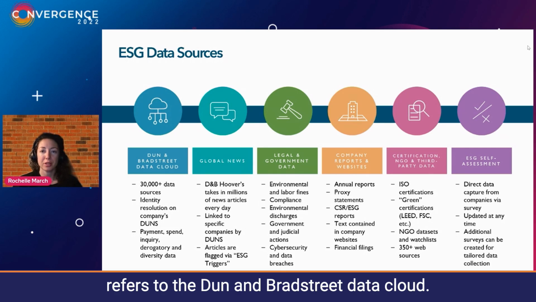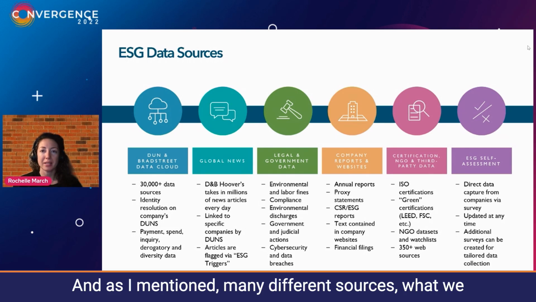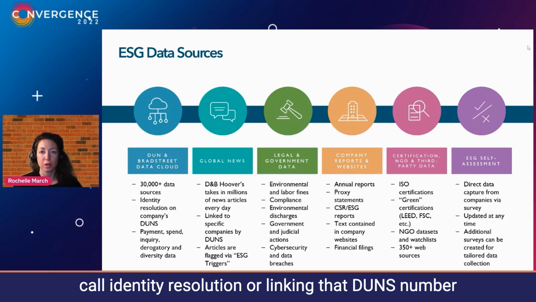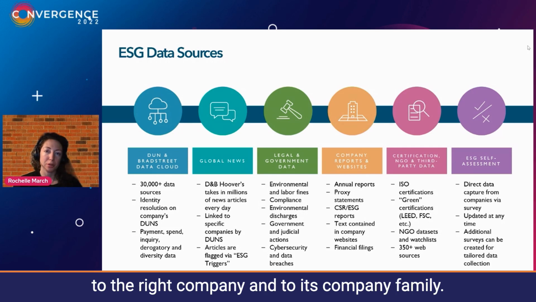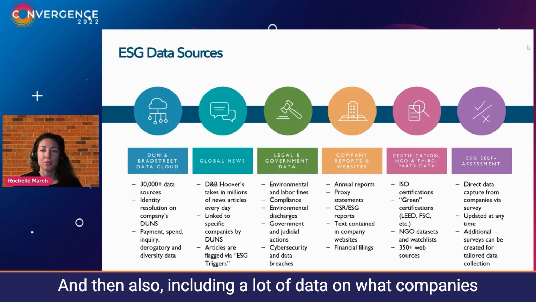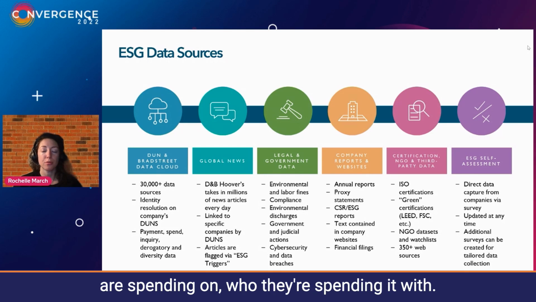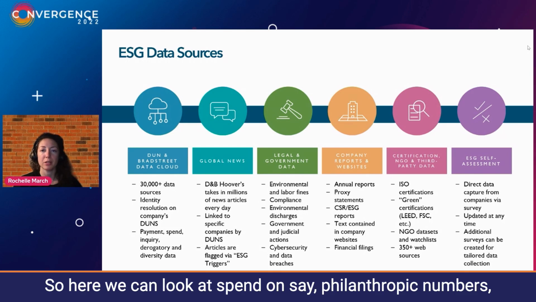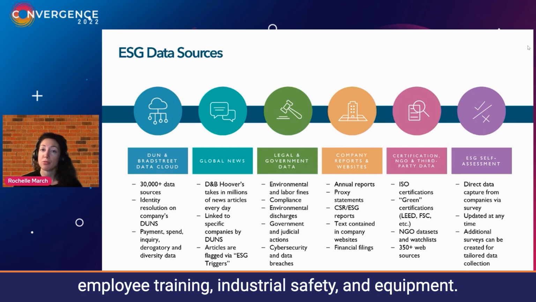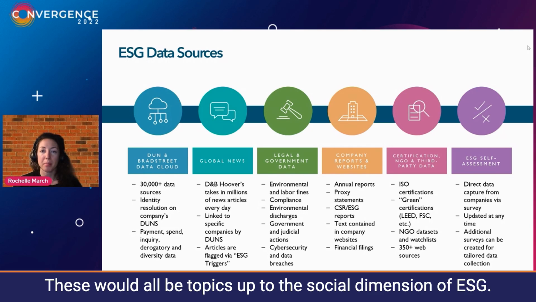So this first column here refers to the Dun & Bradstreet Data Cloud. And as I mentioned, many different sources, what we call identity resolution, or linking that DUNS number to the right company and to its company family. And then also including a lot of data on what companies are spending on, who they're spending it with. So here we can look at spend on, say, philanthropic numbers, employee training, industrial safety and equipment. These would all be topics under the social dimension of ESG.